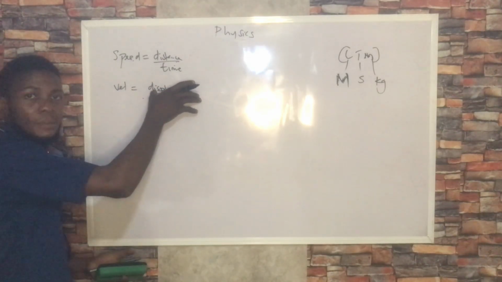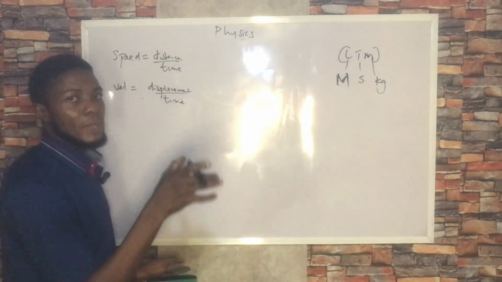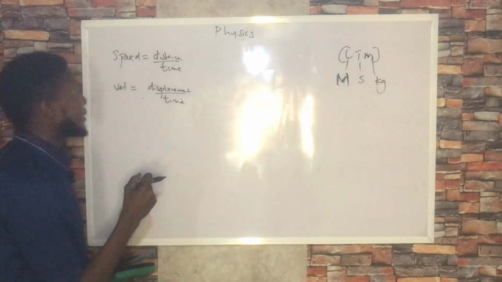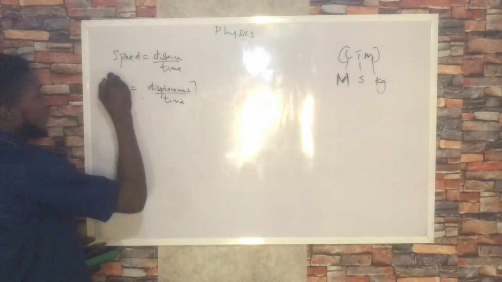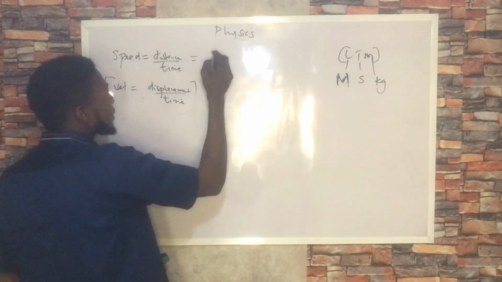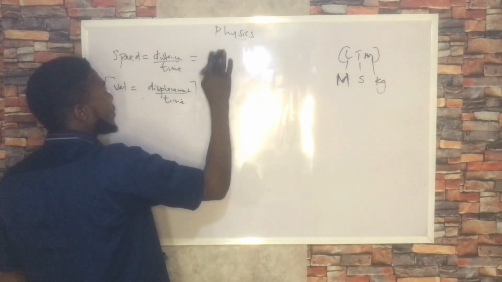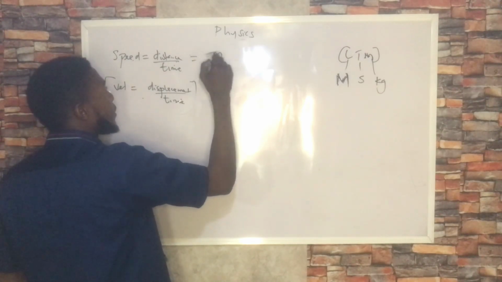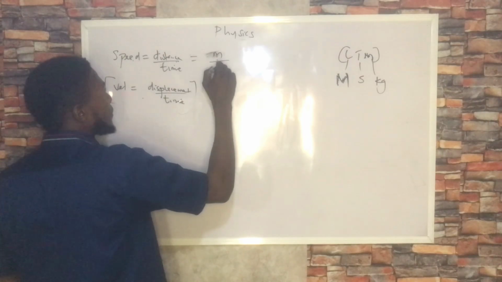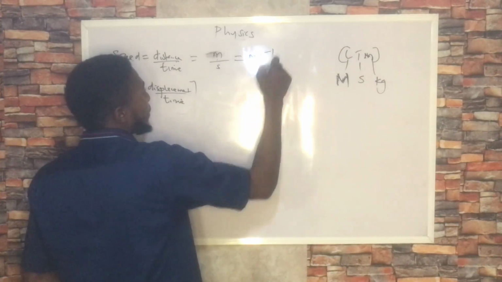Displacement and velocity are the same, and that's why I use displacement to measure velocity, and they are equally vector quantities. So let's say for speed, remember distance is measured in meters. So you say meter over time, which is second. That's why you use something like meter per second.